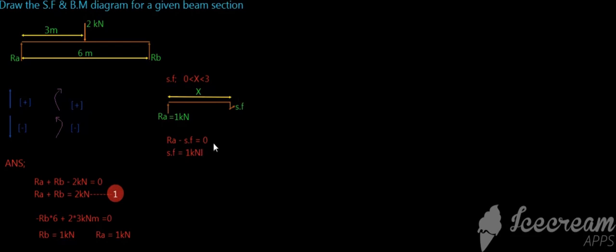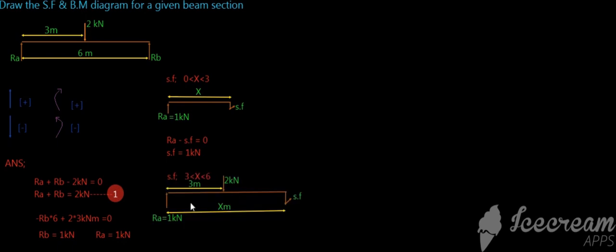Then I am going to select my second beam section. This is the beam section relevant to 3 to 6. Now I am going to find out the shear force. For that I am considering upward forces minus downward forces is equal to 0. I have already calculated the shear force for each beam section. Now I am going to find out the bending moment for each beam section.